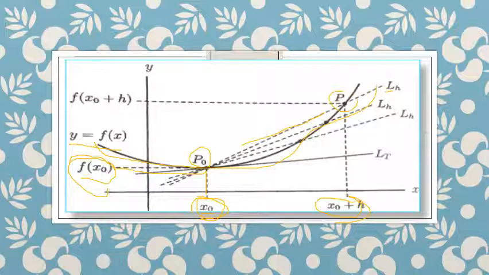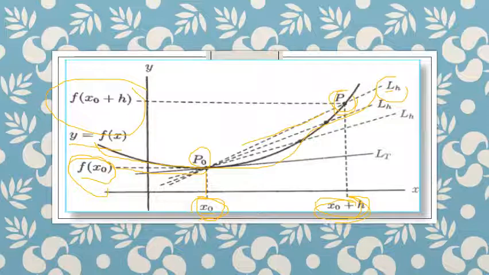And P is the point having the coordinates, so yung point P naman natin is may coordinates na x sub O plus h at saka si f of x sub O plus h. The slope of the line L sub h, ang slope ng line natin dito sa L sub h is m sub h equals f of x sub O plus h minus f of x sub O divided by x sub O plus h minus x sub O, or that is equal to f of x sub O plus h minus f of x sub O over h.